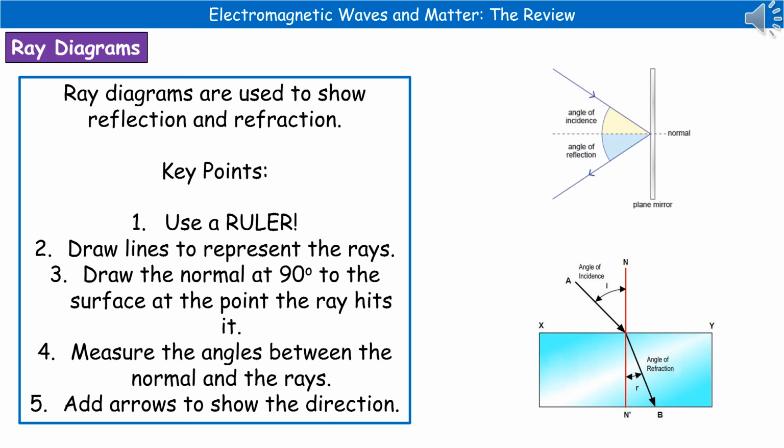The bottom one there is showing us refraction, which is the bending of our light. And what we have, still our normal line at 90 degrees to our surface. Our angle of incidence, again, between our incident ray and our normal line. But as we're going from air into our glass block, then what happens there is it's going to bend towards the normal. So the angle of refraction is obviously going to be lower than the angle of incidence in that case. But again, add the arrows to show the direction it's moving in.